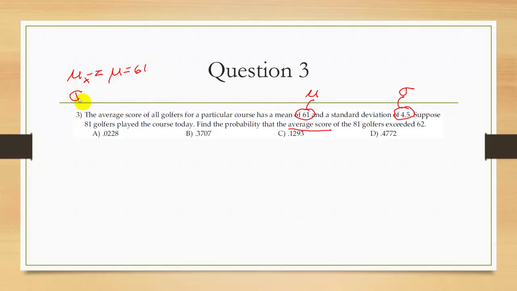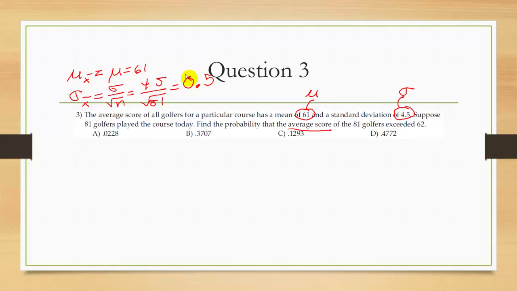And sigma x bar is just sigma over the square root of n. And so that's 4.5 divided by the square root of n, which was 81. So 4.5 divided by the square root of 81 is just 0.5. And these numbers don't always work out so nicely, they just happen to for these examples.